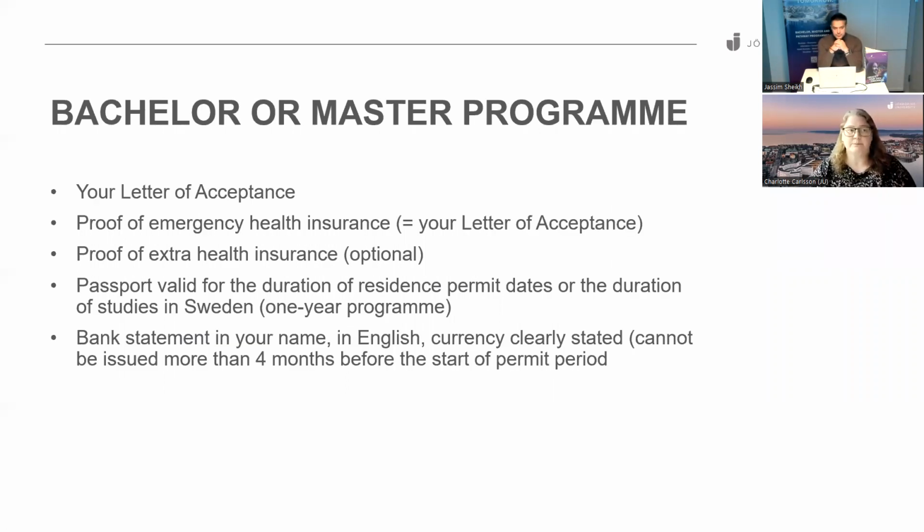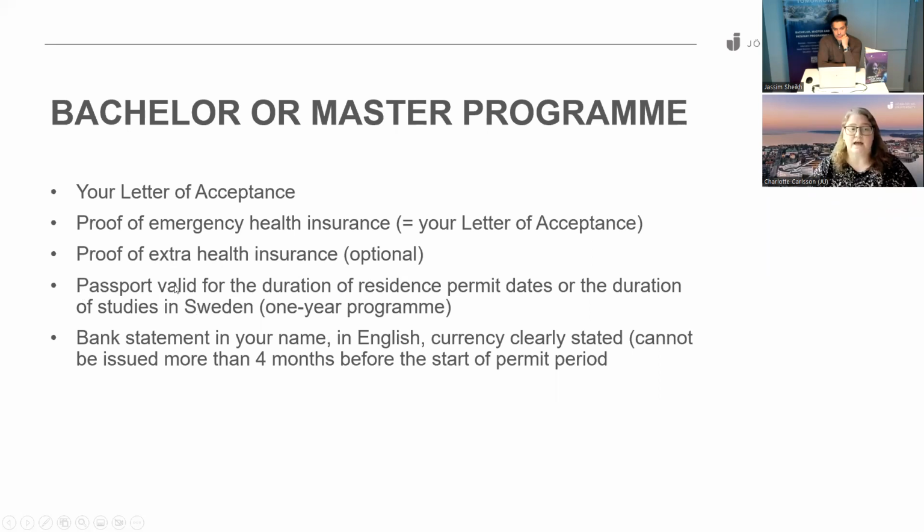So for a bachelor or master program, you need your letter of acceptance to show that you are admitted to full-time studies. Your letter of acceptance also includes information that you will have an emergency health insurance. So that's what you need. And what is optional is a proof of extra health insurance. For example, if you have a precondition, say, for example, you suffer from asthma already, that will not be covered by the emergency health insurance, because it doesn't cover pre-existing conditions. So for that, you would need extra health insurance. If you're going to study for less than a 2-year program, so if it's a 1-year program or shorter, and you have a pre-existing condition, you're going to need extra health insurance.